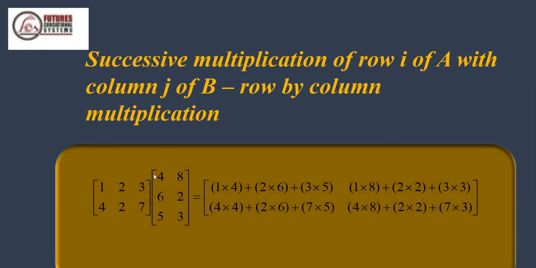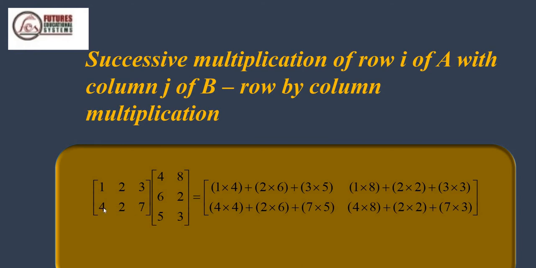Multiply the first row by the first column: 1 by 4 plus 2 by 6 plus 3 by 5. This gives A11, the first row and first column. And multiply the first row by the second column: 1 by 8 plus 2 by 2 plus 3 by 3. This gives A12, the first row and the second column.